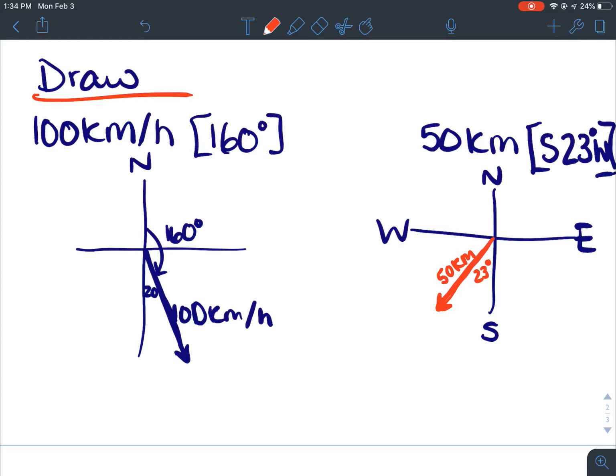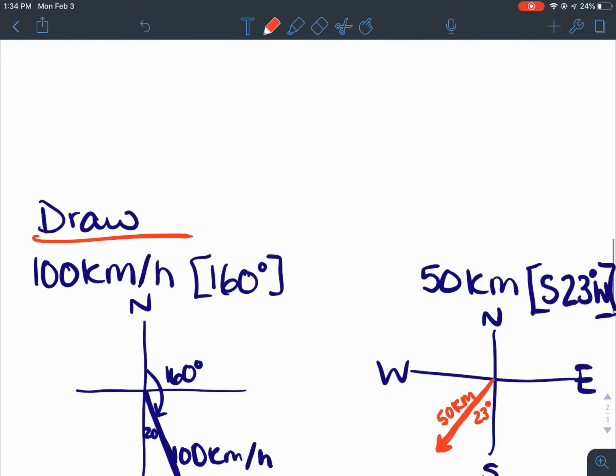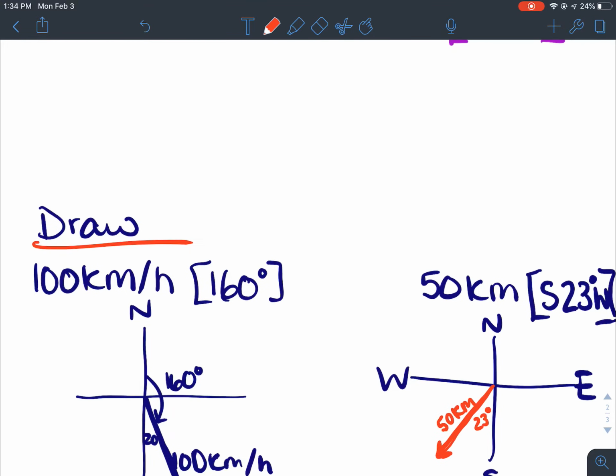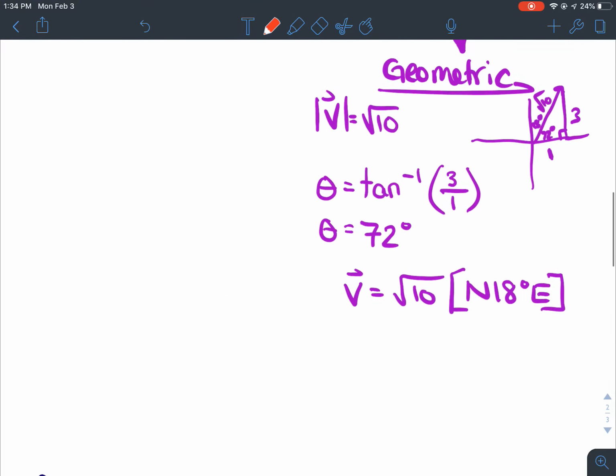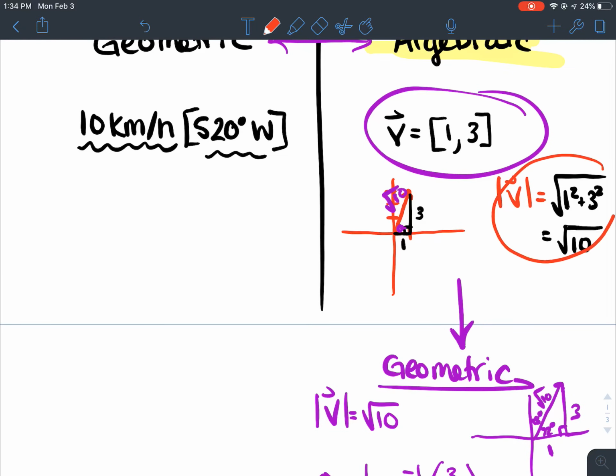Okay, so to sum up, we know what algebraic and geometric vectors are. We know how to draw vectors. We know what a vector is. And I think that's about it. Oh, we can find the magnitude of vectors too. Sometimes it's just given to you. But also you can use the Pythagorean theorem to find the magnitude of vectors, like algebraic vectors. So we can do a lot. So that is the end of my video.